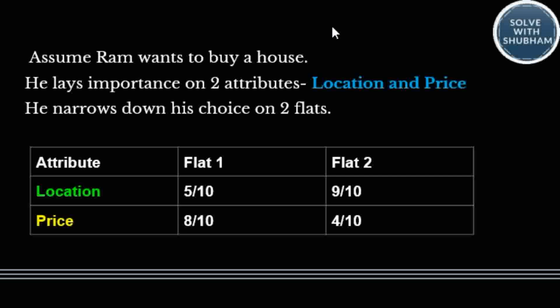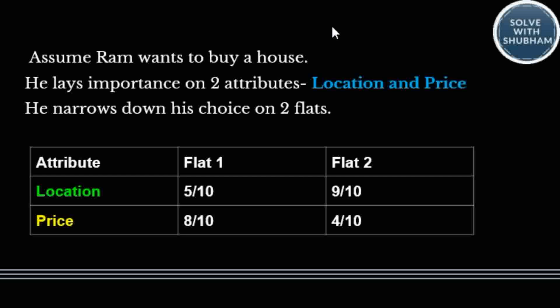Let's say Ram wants to buy a house and he lays importance on two attributes: location of the house and the price of the flat. So he narrows down his choice on two flats. Now you can see a table there. So we have chosen two attributes, location of the house and the price, and we have selected two flats.